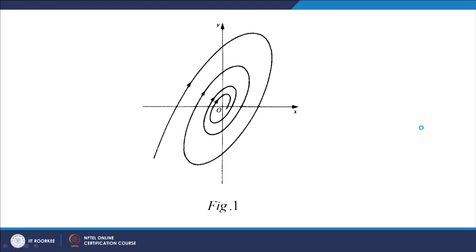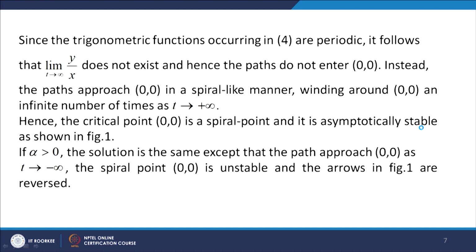You can see they are winding around (0, 0) in a spiral-like manner and approaching (0, 0), winding around it an infinite number of times. Now, (0, 0) is a spiral point, and it is asymptotically stable if alpha is less than 0. If the real part of the roots lambda 1 and lambda 2, that is alpha, is greater than 0, then we get the same solution, that is, we again have (0, 0) as a spiral point.